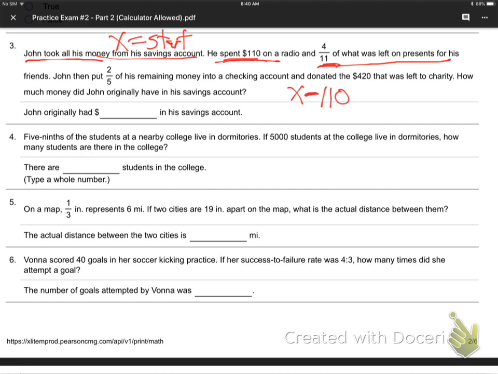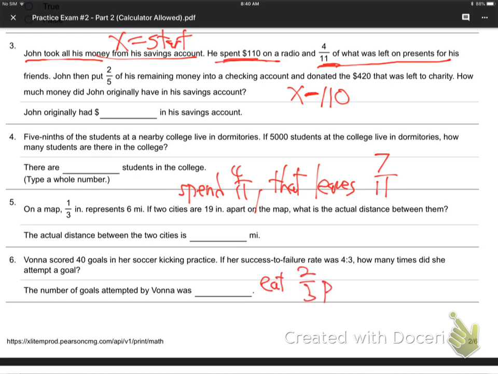Now, what does that mean if you spend, let me write down here, if you spend 4/11ths, then that leaves 7/11ths. Do you see why? Because it's kind of like, say, if I eat 2/3 of a pie, that leaves 1/3, right? Because the whole pie is 3/3. Are you with me? So right, the whole pie is 3/3. If you eat 2/3, that leaves 1/3.